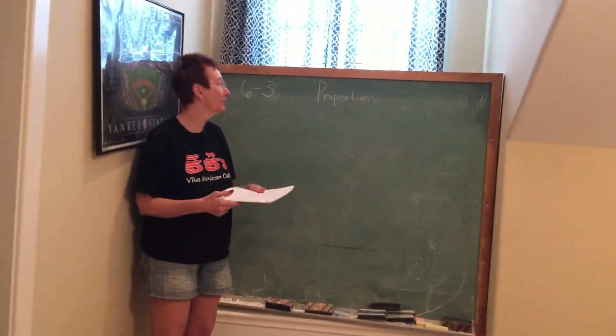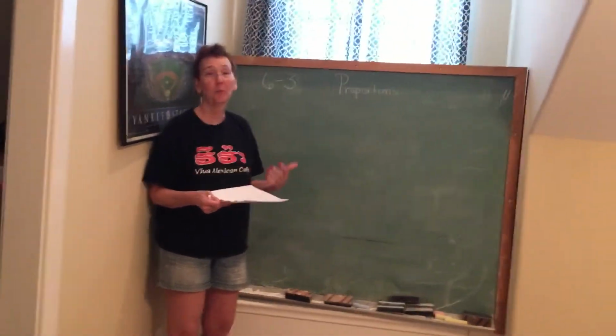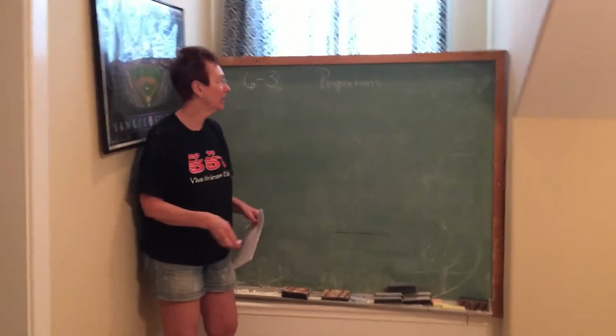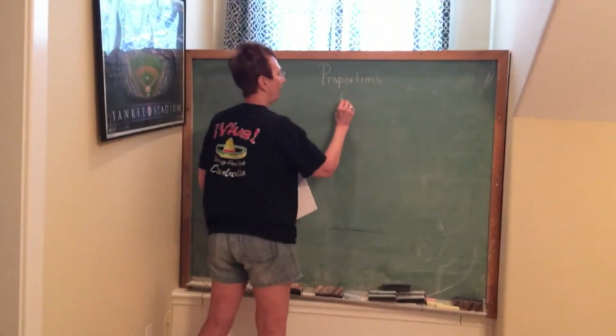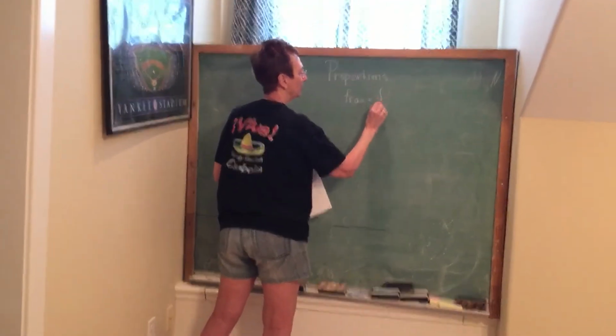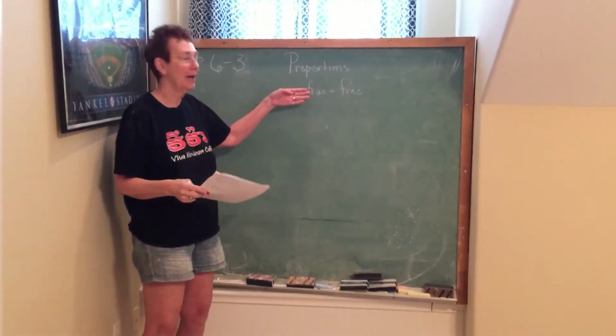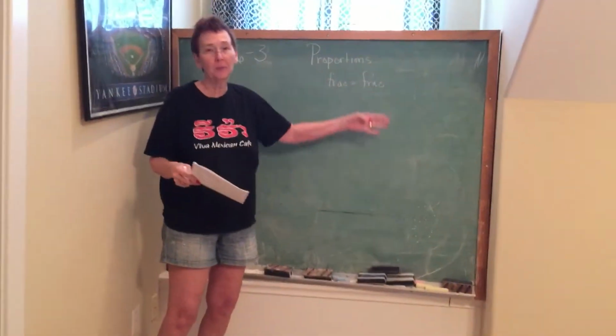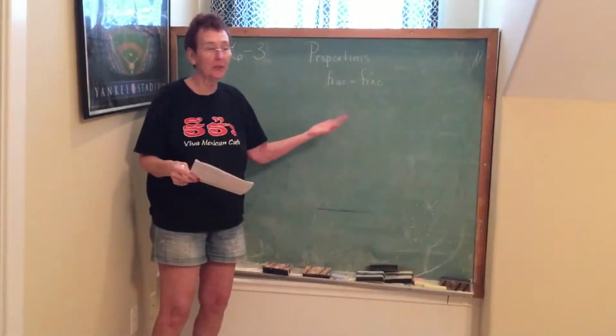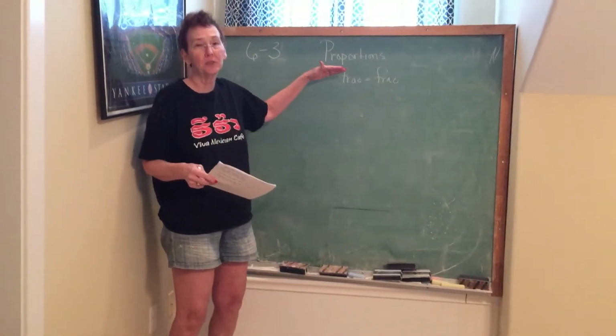Going to talk about 6-3, which is on solving proportions. And a proportion is basically a fraction that equals a fraction. Okay? It just has a top and a bottom and a top and a bottom. There's no other stuff with it. You're just comparing two things.